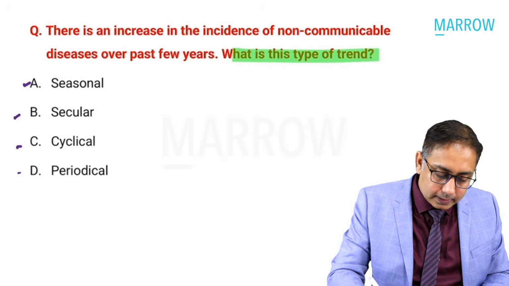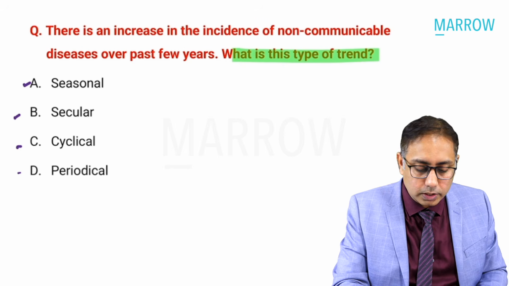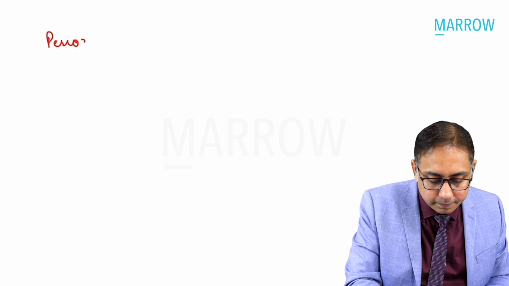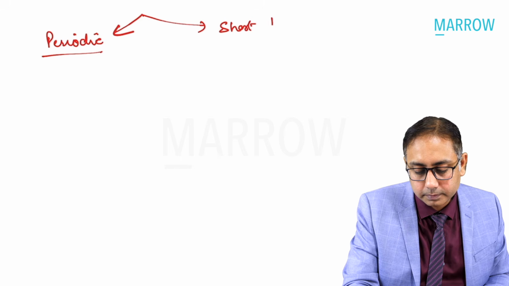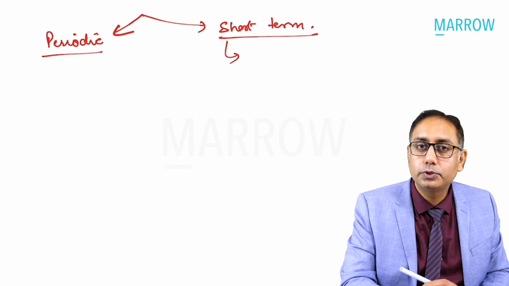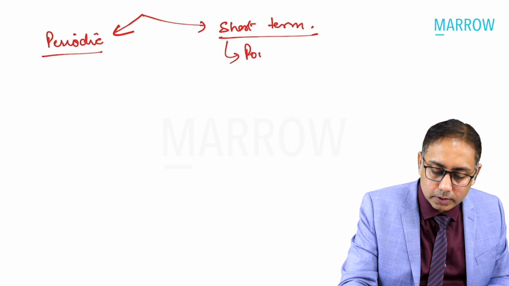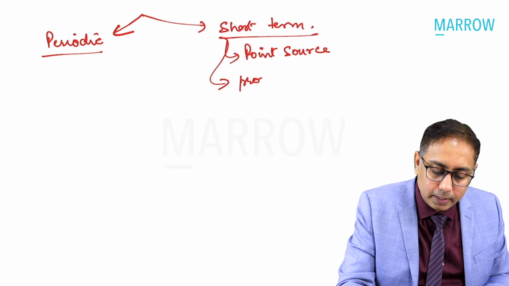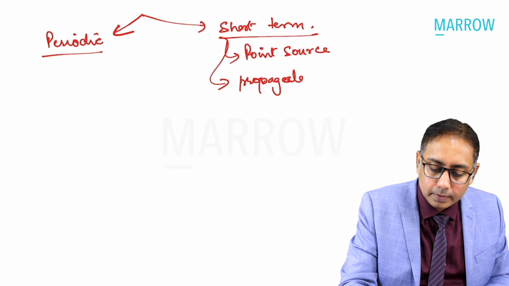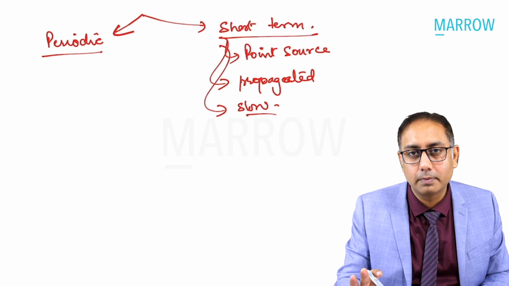So whenever we are talking of long-term fluctuations or short-term fluctuations, there could be periodic fluctuations, or there could be other short-term fluctuations. The short-term fluctuations could be like point source epidemics or multiple source epidemics, which is like propagated epidemics or propagated outbreaks, and then you can have slow epidemics or other things. So these are short-term fluctuations.